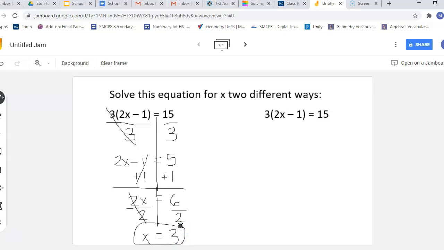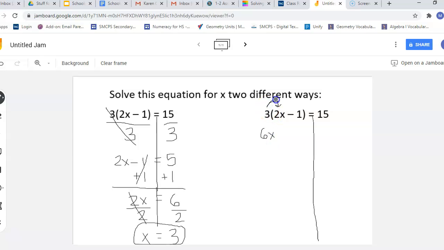Perfect. But I wanted to show you how to do it a different way too, using the distributive property, which you might remember from last year. The distributive property is where you actually multiply this 3 by the terms that are inside the parentheses. And a lot of times we show that multiplication using arrows. So I draw an arrow from the 3 to the 2x. That's 3 times 2x. That gets us 6x.